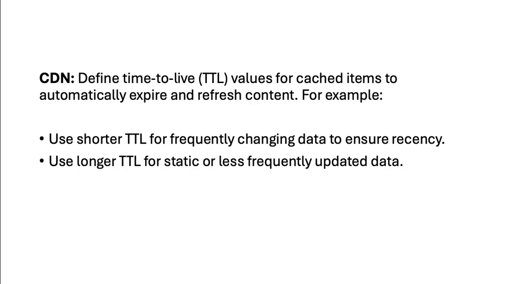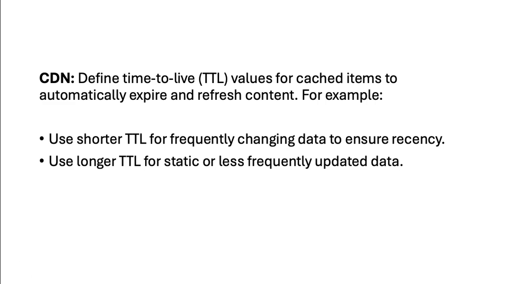For CDN or Akamai, a very effective and simple way is to define a TTL. For frequently changing data, like we discussed before, for example product details, we can have a shorter TTL, like an hour or so. And for less frequently updated data, like products, we can have a longer TTL, for example 1 day or 24 hours.